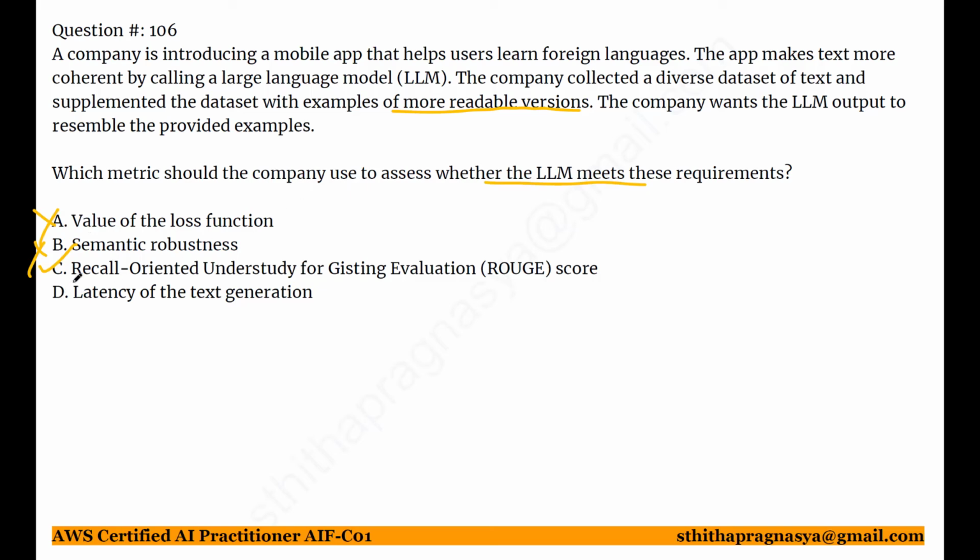Latency of the text generation. Latency measures the time it takes for the model to generate text. While important for app performance, it does not evaluate the coherence or resemblance of the text to provided examples. So this is not correct, as it is a performance metric, not a content evaluation metric. So what is the answer? ROUGE score is the answer.